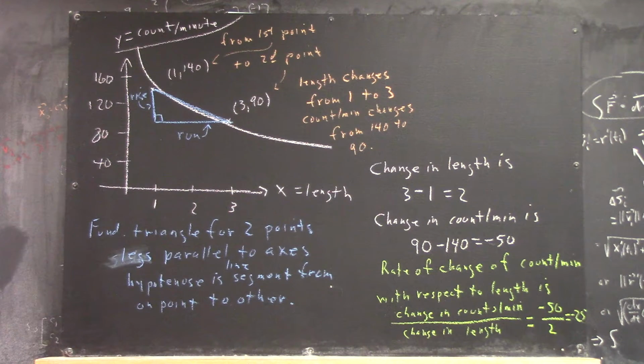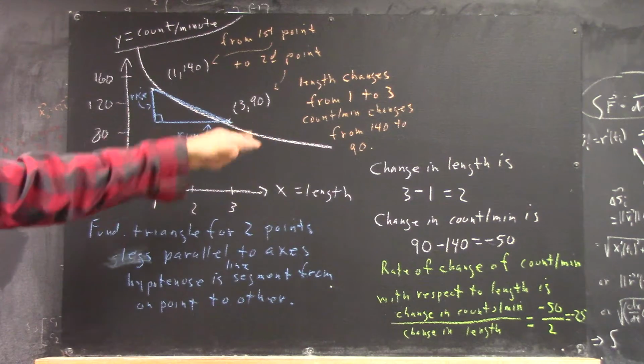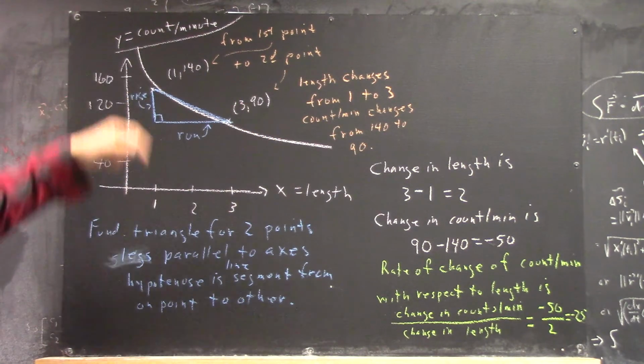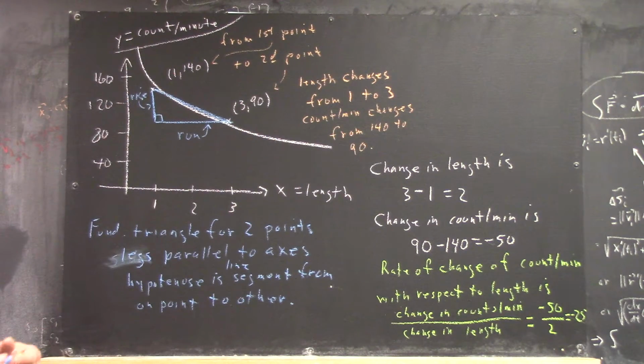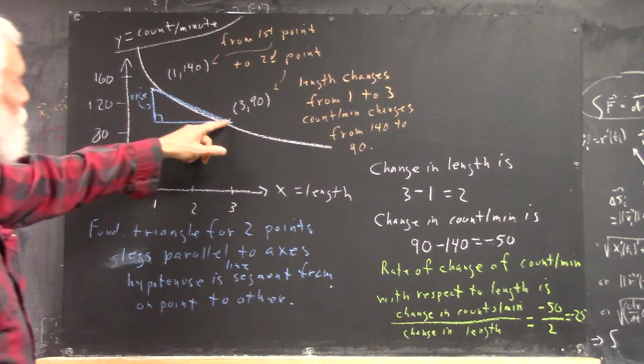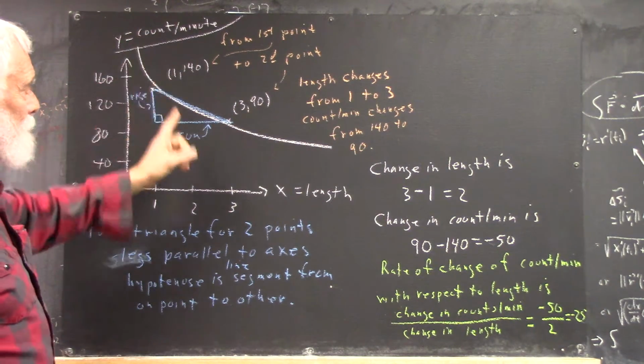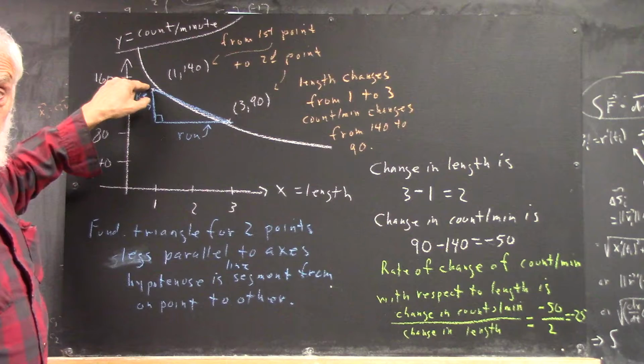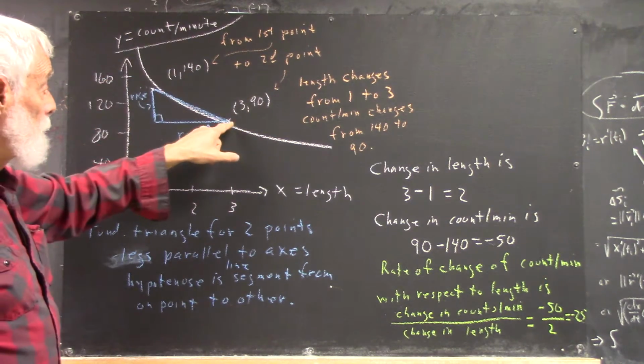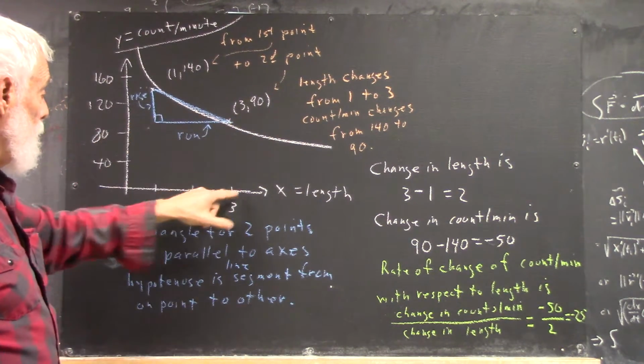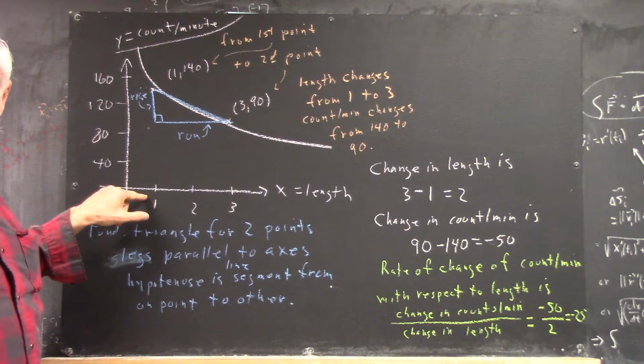Would the rise be 50? Negative 50 if you go from here to here. But if you want to go from here to here, it could be positive 50. Now, if you go from here to here, then it'd be rising from here to here, it'd be 50, right? But your run would be from here to here, and that would be -2, wouldn't it?